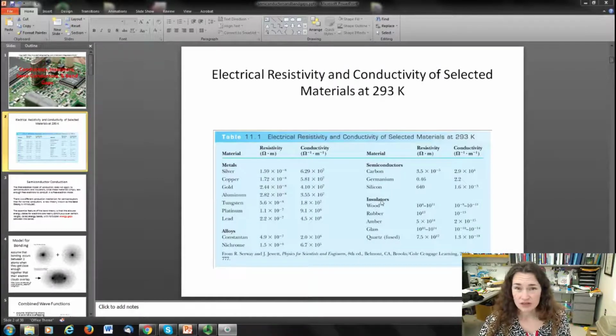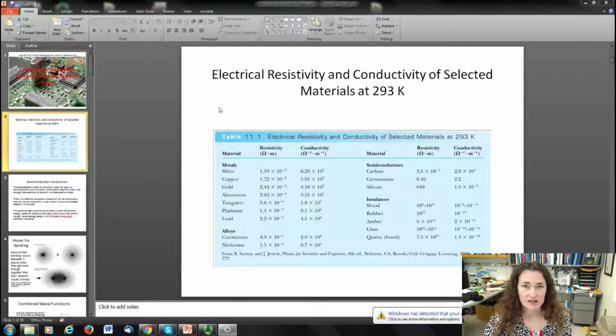And then if you look at the values of the resistivity for insulators, you get very, very large values, 10 to the 11th, all the way to 10 to the 17th ohm meters. So you can understand then that there have to be different mechanisms at play, different kinds of physics, in other words, in order to explain these vastly different values of resistivity for these materials.